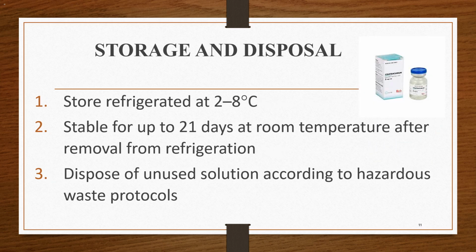Storage and disposal of Cisatracurium. 1. Store refrigerated at 2 to 8 degrees Celsius. Cisatracurium should be kept in the fridge for best storage. 2. Stable for up to 21 days at room temperature after removal from refrigeration. Cisatracurium can be kept out of the fridge for up to 21 days without losing effectiveness. 3. Dispose of unused solution according to hazardous waste protocols. Unused Cisatracurium should be thrown away following rules for hazardous medical waste.